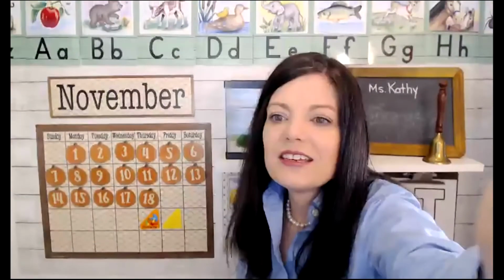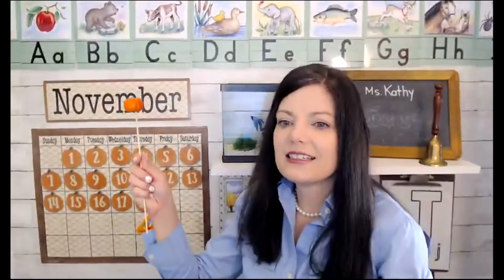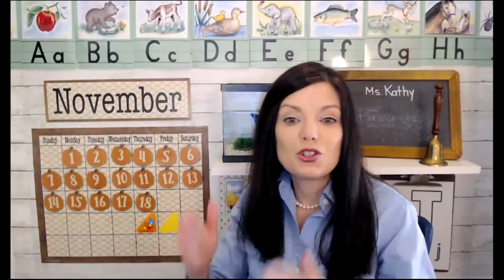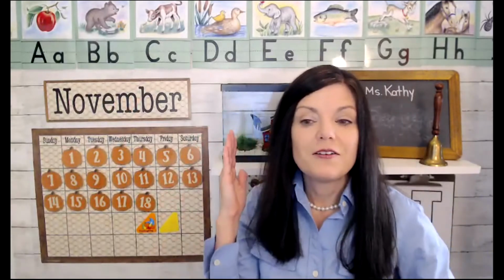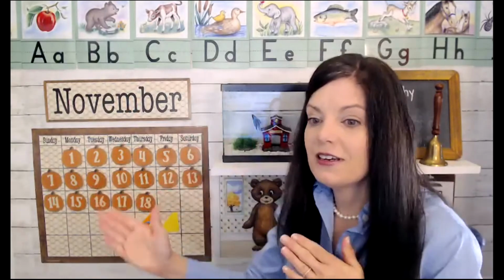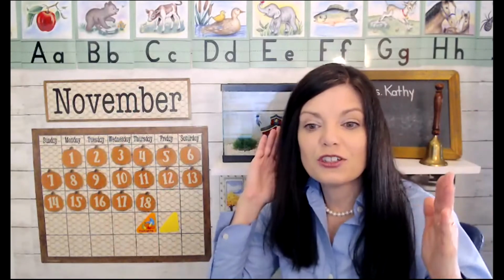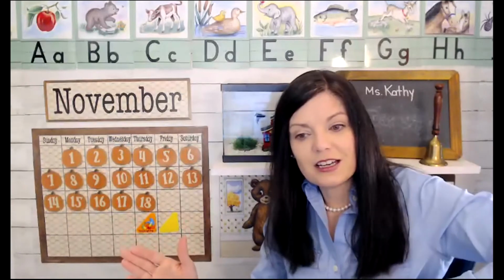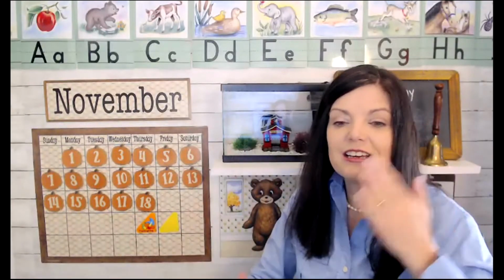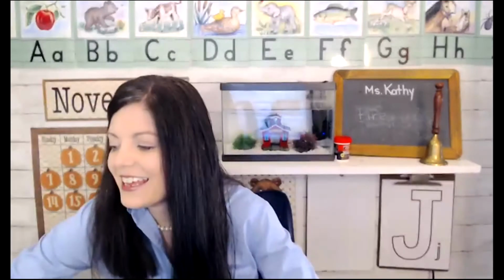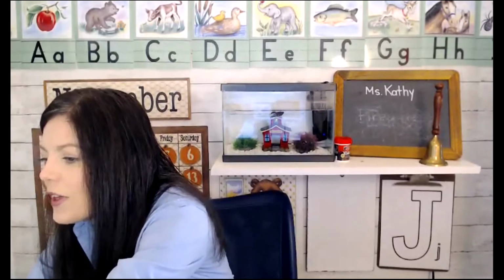And now it's time for us to do the calendar together. The month is November. And let's see what day it is. Let's reach into our jar. It says we're going to be a robot today. So here we go. 1, 2, 3, 4, 5, 6, 7, 8, 9, 10, 11, 12, 13, 14, 15, 16, 17, 18, 19. So today is the 19th of November.